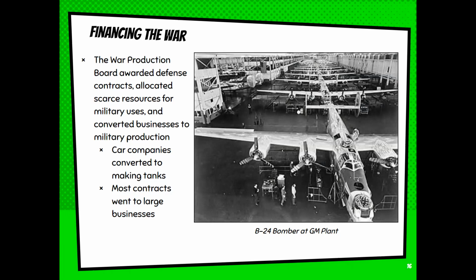Okay, so they allocate resources and say, okay, we have this aluminum or we have this steel. We're going to ship this to you, and we're going to ship this aluminum to that company. They're going to make sure all the companies have all the resources they need to make the stuff. Car companies start making tanks. All these companies start transitioning from a peacetime economy to a wartime economy.